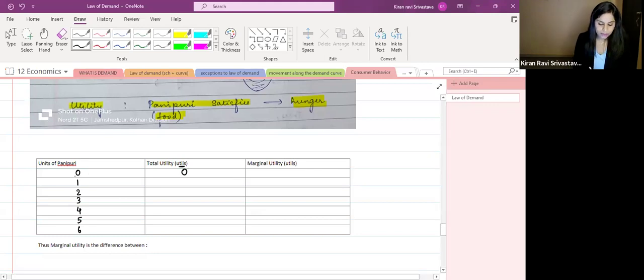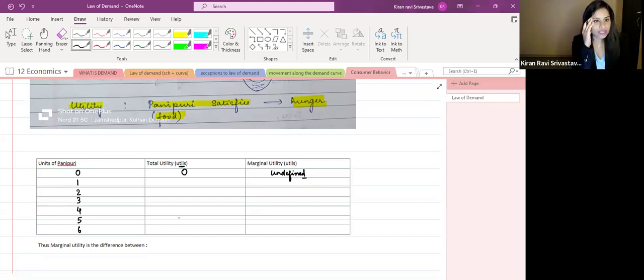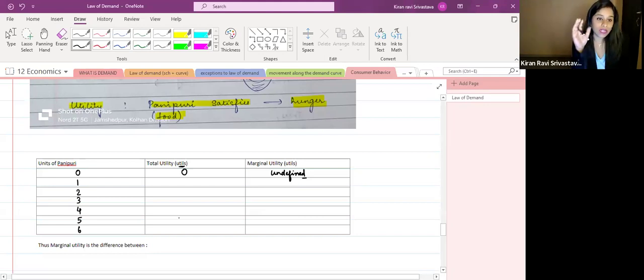So 0 pani puri will give him 0 utility, and the marginal utility at this stage is undefined. It's not 0, it is undefined. I'll explain towards the end why it is undefined, because we have to first compute marginal utility. Till now he has not consumed, it is just in his mind. He's just salivating for pani puri, and his total utility is 0 because he has not yet started consuming it. So his marginal utility is also undefined.